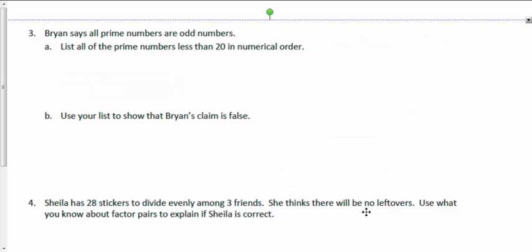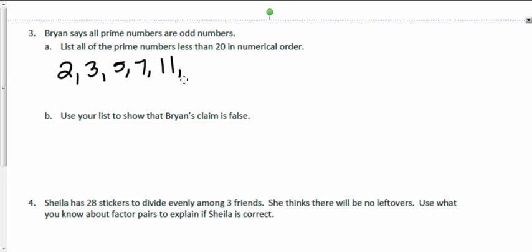All right, Brian says all prime numbers are odd numbers. List all of the prime numbers less than 20 in numerical order. Okay, remember, 1 is not a prime number because it only has 1 factor. So 2 is a prime number because the only thing that equals 2 is 2 times 1. 3 is a prime number because the only thing that equals 3 is 3 times 1. 5, 7. See if you can list them.